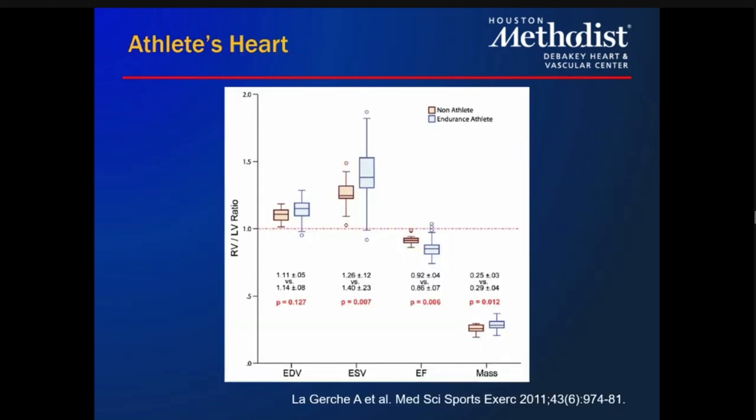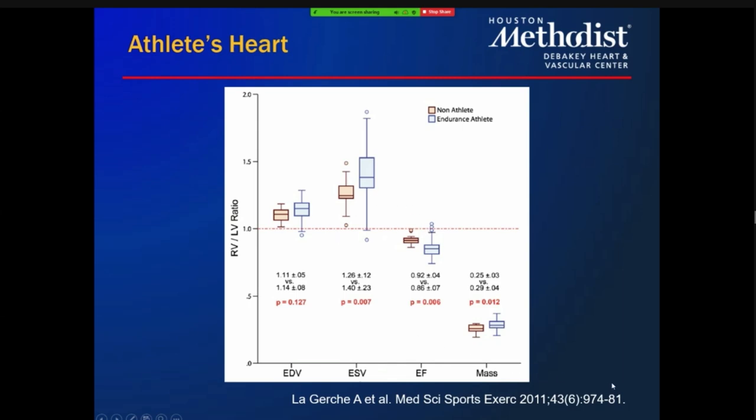And you're absolutely right. Shown here is some data by LaGerche et al., who did a comparison between non-athlete and endurance athletes' hearts, and sure enough, found an increased RV to LV ratio in these patients. For the EDV, not so much a difference, but for systolic volume, there was a difference. So much so that the RV-LV ratio was more elevated in systole, but the EF ratio-wise was actually kind of reversed. But the mass was relatively the same. This is comparing athletes versus non-athletes.